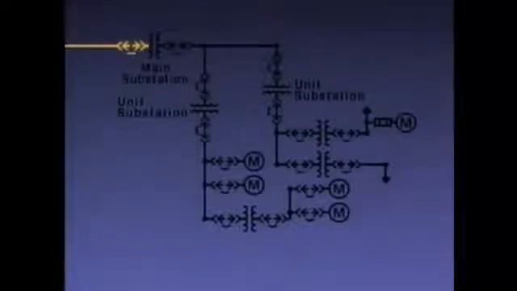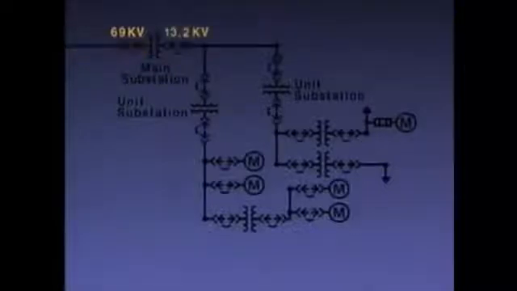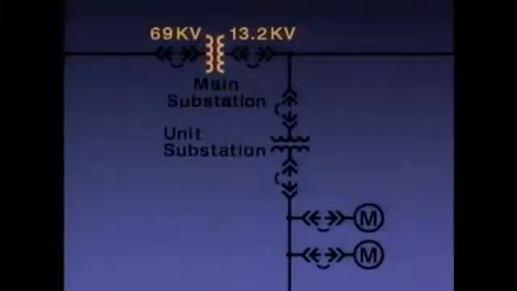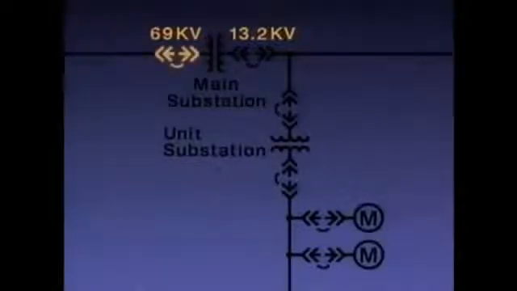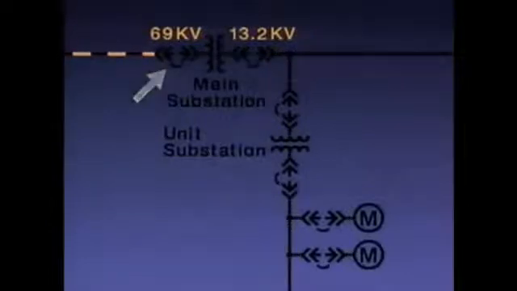Voltage comes into the main substation at 69 kV and is reduced to 13.2 kV. The voltage is reduced by the main transformer, and this is the electrical symbol for a transformer. Now, this symbol represents a circuit breaker. Circuit breakers have two basic functions. First, they protect loads from potentially damaging conditions by automatically tripping, that is, by interrupting current flow.